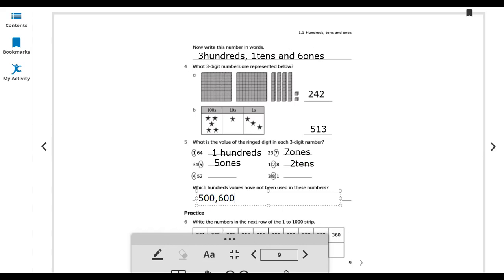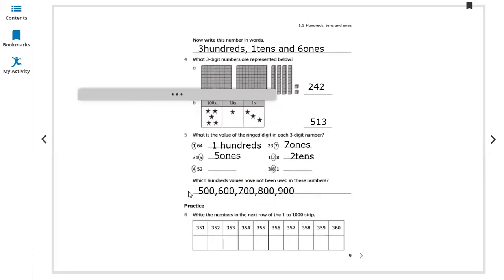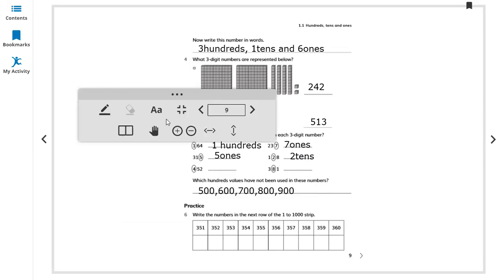500 and 600, 7, 8, 9 we don't have here. 700, 800, and 900. It's enough, no need to write 1000. Question number 6. Practice. Write the number in the next row of the 1 to 1000 string. Let's do it, same like question number 1. Question number 6, 351, 352 until 360. So after 360, just continue as above.